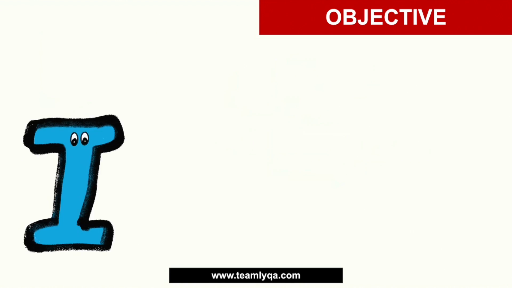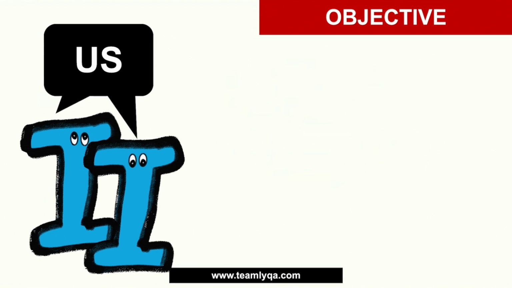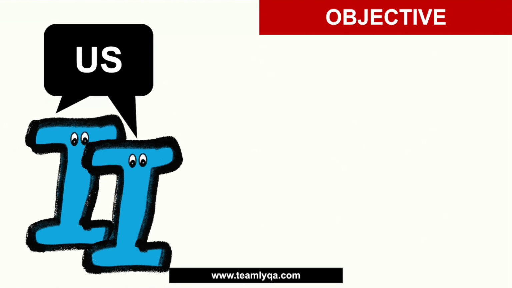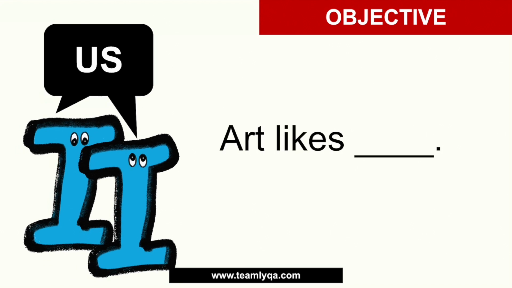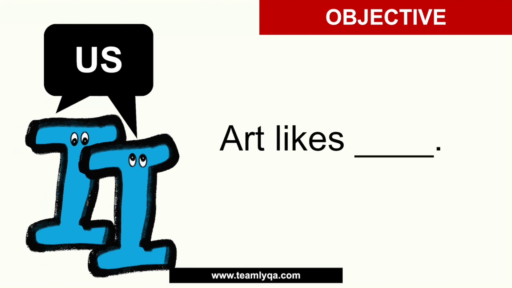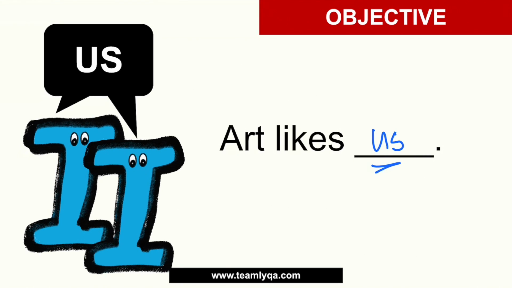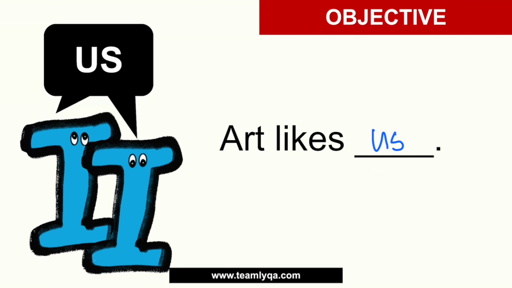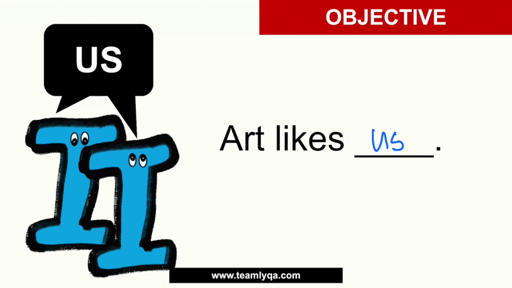Kung marami kayo, okay, dalawa sila, it becomes us. Hindi we. So, kapag sinabi natin, Art likes blank, hindi pwedeng Art likes we. Art likes us. Okay? So, again, kapag objective, plural, it's us.